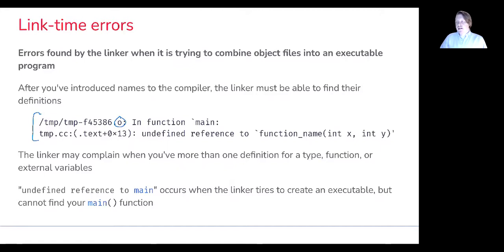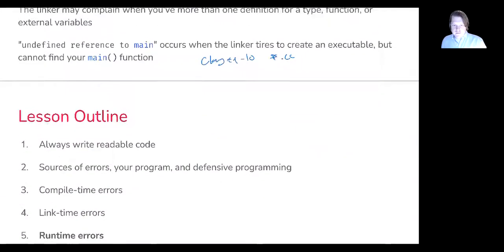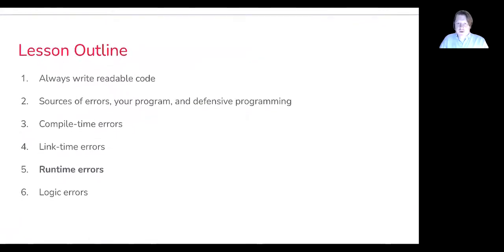The reason being is some students choose to put everything into a single directory, and then they do clang++ 10 *.cc, which the star is simply saying compile all the .cc files within this directory. And if one of those source files has a main and another one has a main, you're going to go ahead and see the redefinition of main error by the linker, and no executable will be generated. So moving on to runtime errors.